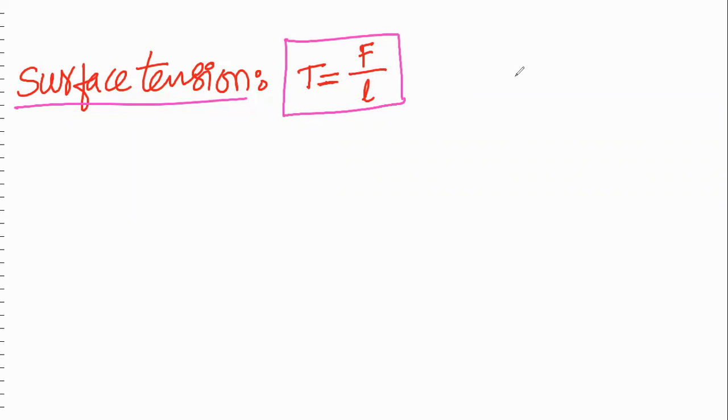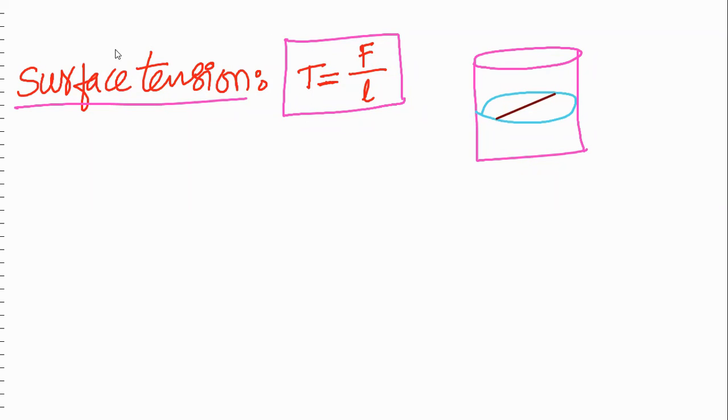Surface tension is defined as force acting per unit length. We may represent surface tension with S or with T. Surface tension is nothing but force acting per unit length of an imaginary line. Let us suppose this is a vessel, and in the vessel there is a liquid surface. On the liquid surface, if you draw an imaginary line, this is the imaginary line.